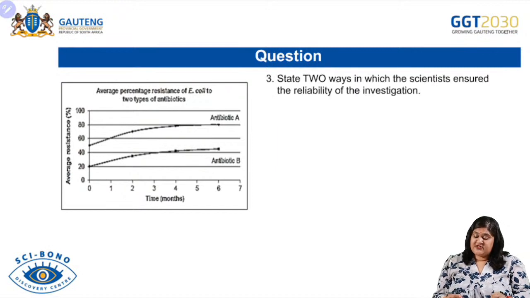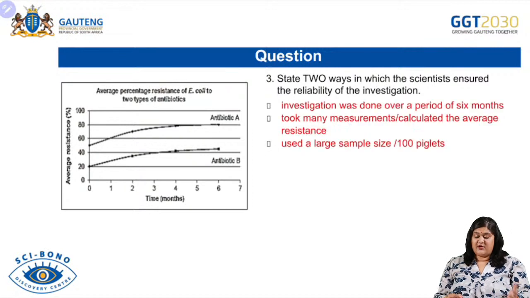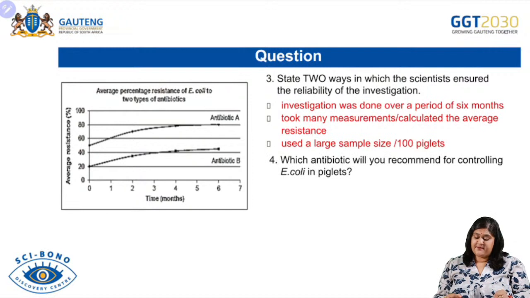State two ways in which the scientists ensured the reliability of the investigation, and we spoke about that. It was done over a period of 6 months. They took measurements, calculated an average, and they used a large sample size of 100, or you can just say 100 piglets. Which antibiotic will you recommend for controlling E. coli in piglets? We would use antibiotic B.